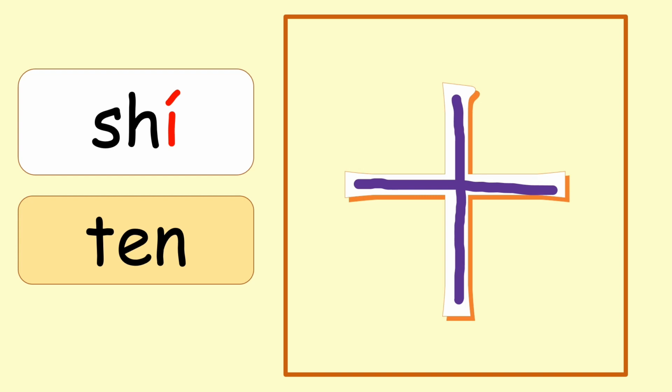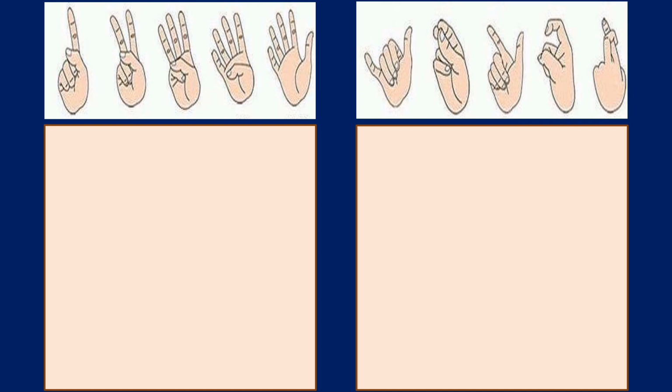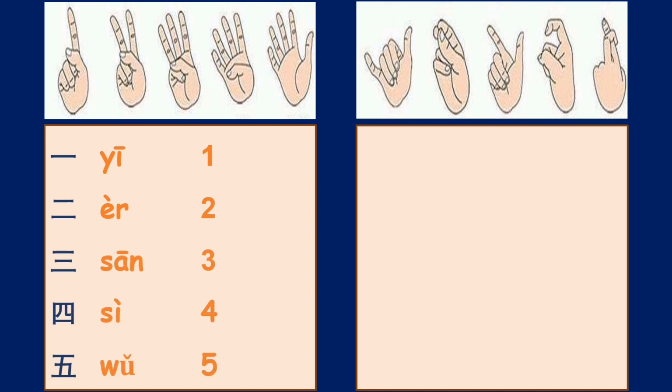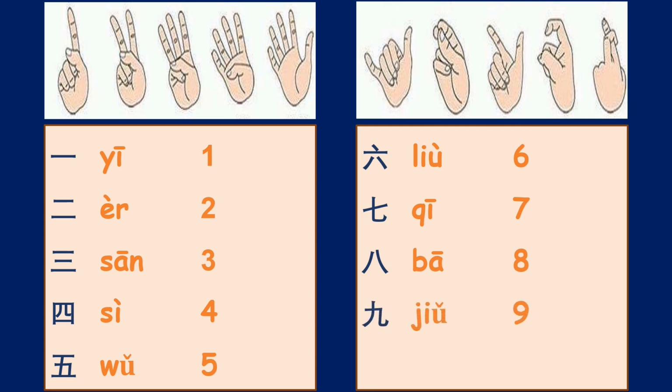Now let us review number 1 to 10 one more time. 1, 2, 3, 4, 5. Notice the hand gesture for numbers in Chinese at the picture above. 6, 7, 8, 9, 10. Alright, now you know all the numbers from 1 to 10 in Chinese.